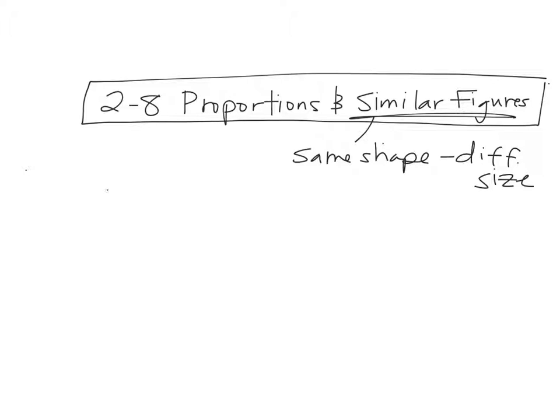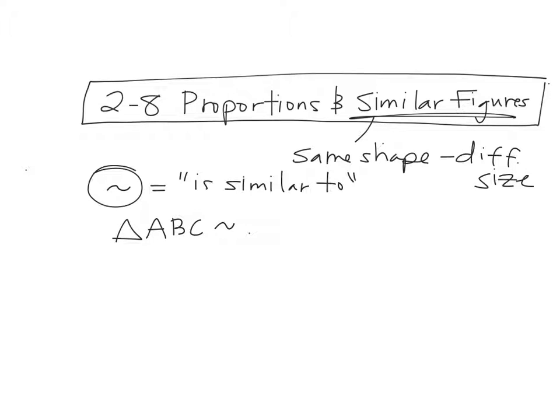The way we mark similarity is with a little tilde. So we would say "is similar to" whenever you see this little mark, okay? On a keyboard, it's the top left corner. So, for instance, if we said triangle ABC is similar to triangle FGH, and I gave you these two triangles.